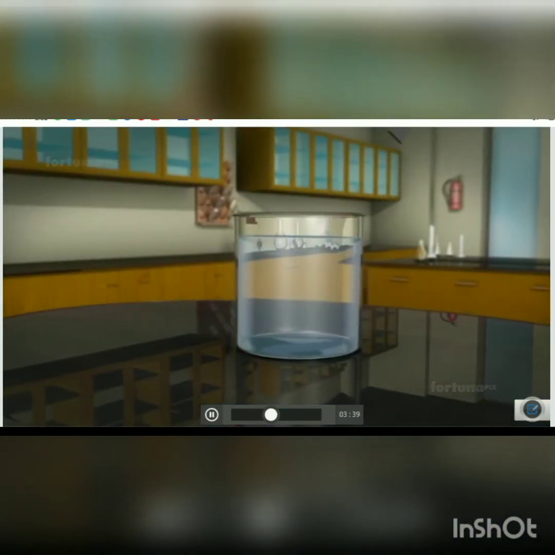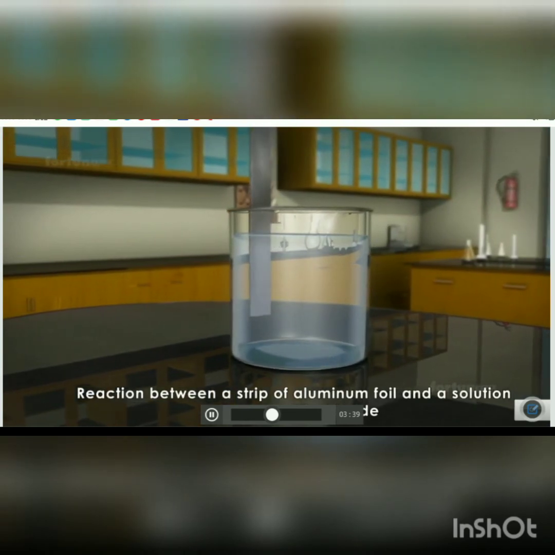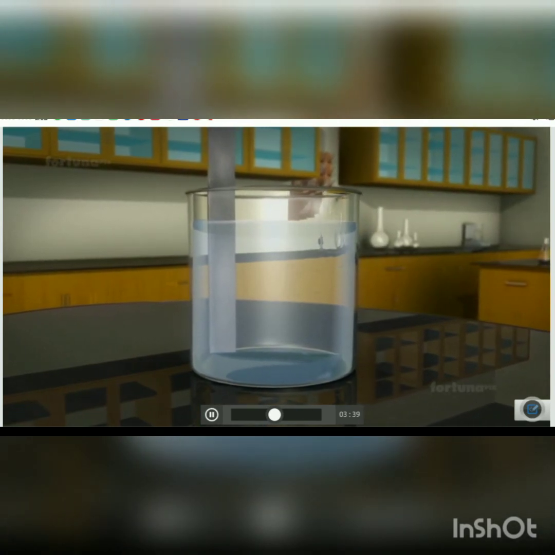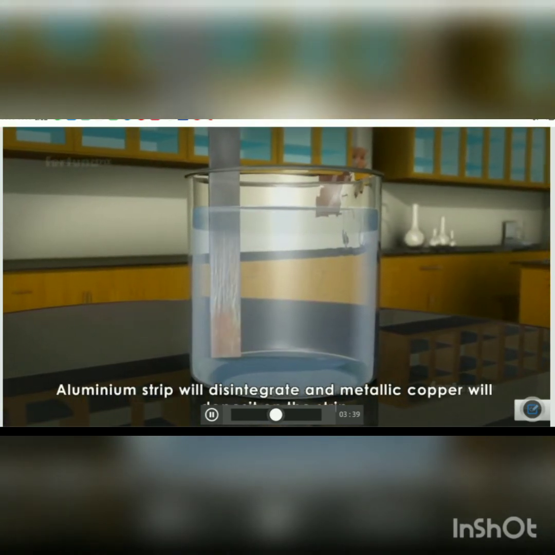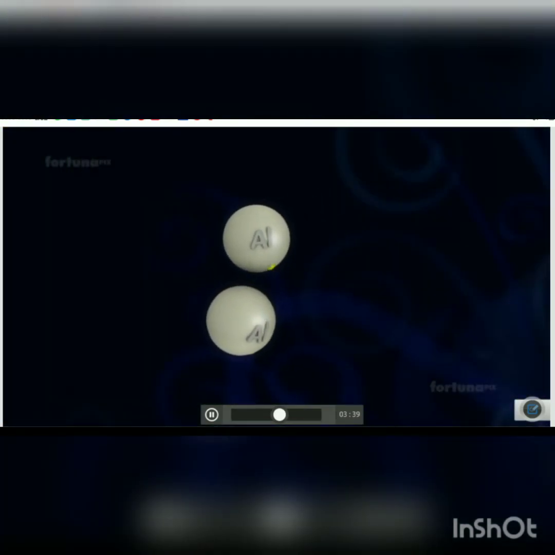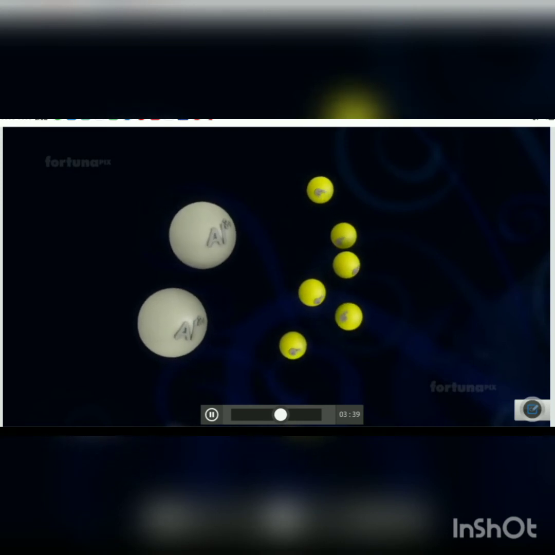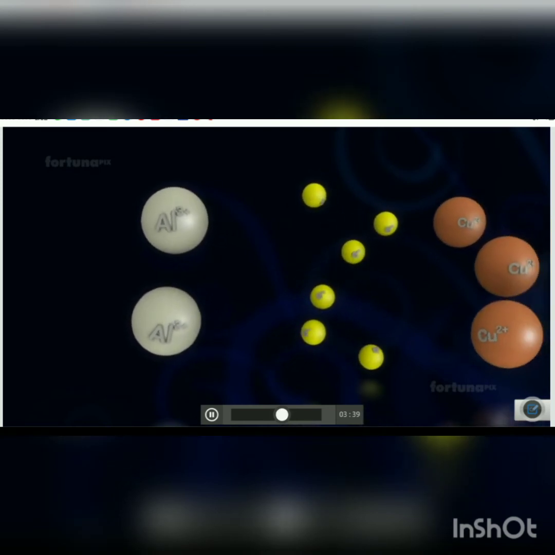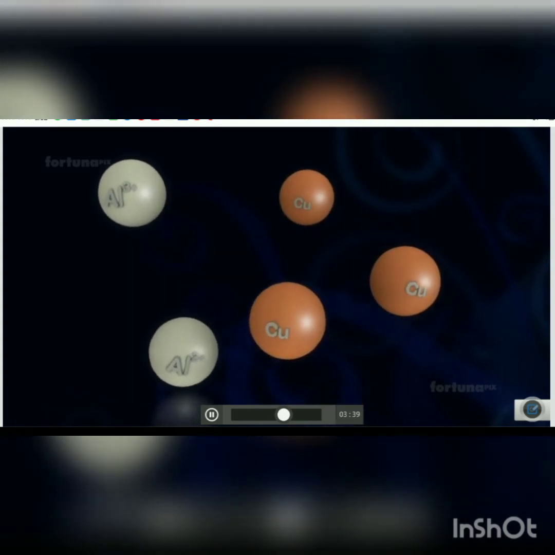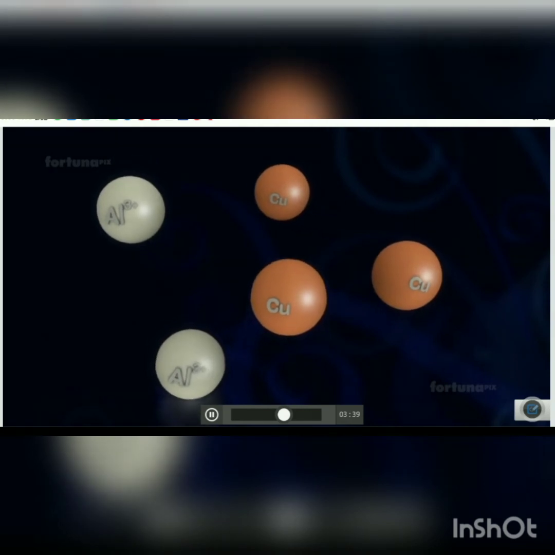The next example of redox reaction is the reaction between an aluminum foil strip, which is a metal, and copper 2 chloride solution, and by reaction between them the aluminum strip will disintegrate and metallic copper deposits on the aluminum foil. In the chemical reaction between aluminum foil strip and copper 2 chloride solution, aluminum loses its electrons and these electrons are gained by copper ions. In this reaction, oxidation of aluminum is going on by losing electrons, and reduction of copper ions is going on as they gain those electrons.